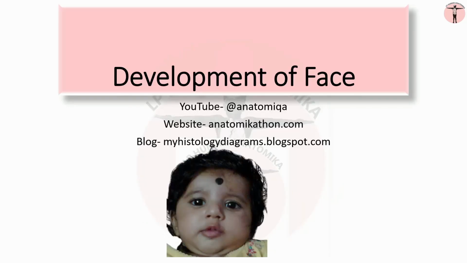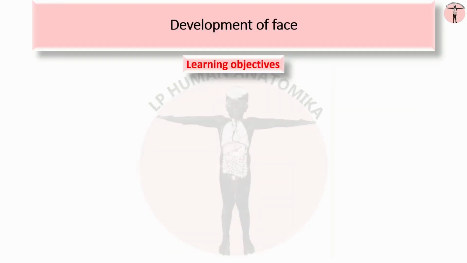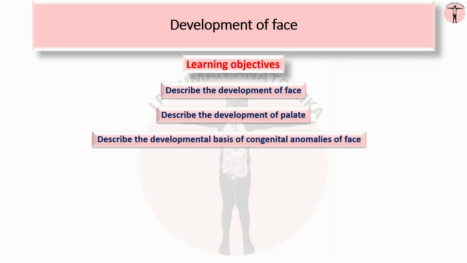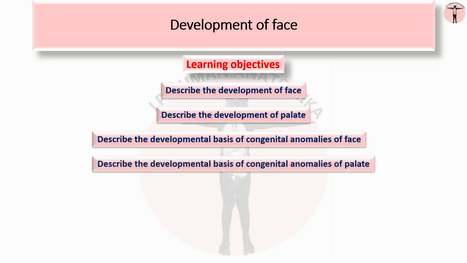In this session, we will be discussing the details of development of the face, which includes five mesenchymal prominences giving rise to different parts of the face, nose, external ears, and palate. The learning objectives of this session are: describe the development of face and palate, and describe the developmental basis of congenital anomalies of face and palate.